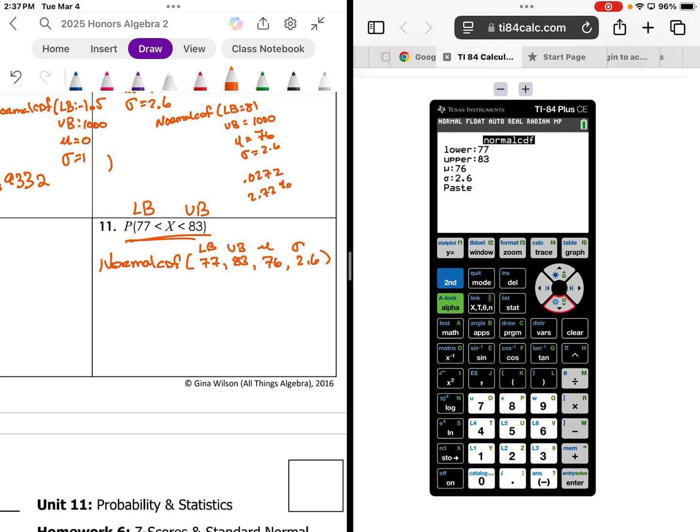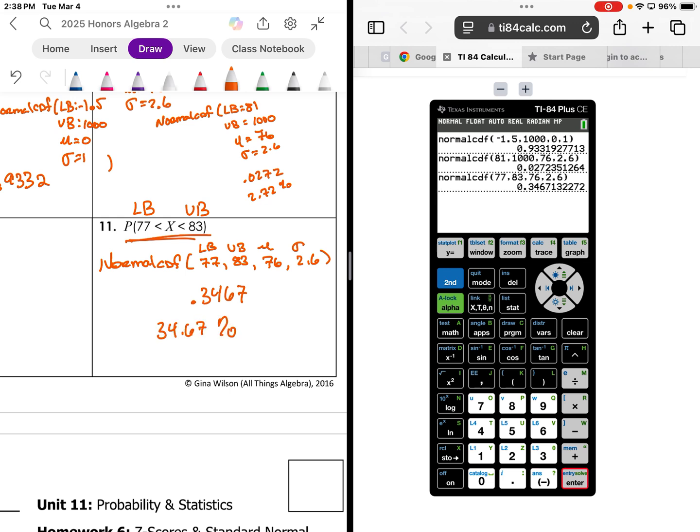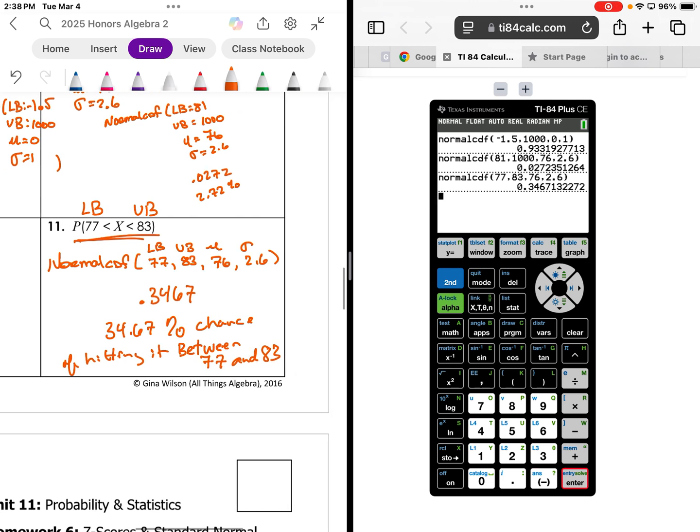Arrow down to the bottom. Hit enter a couple times. And boom. 0.3467. There's a 34.67% chance or probability of hitting it between 77 and 83 yards.